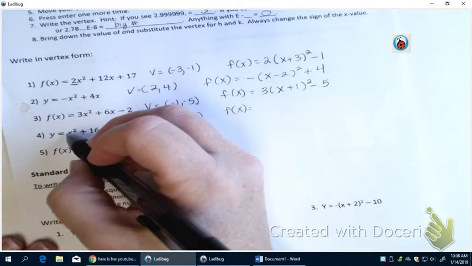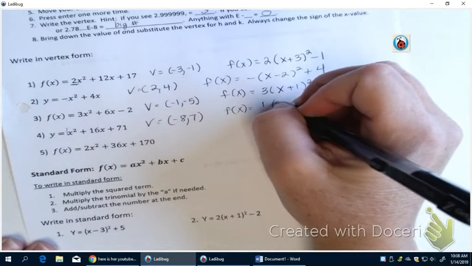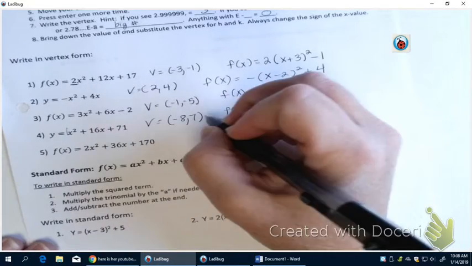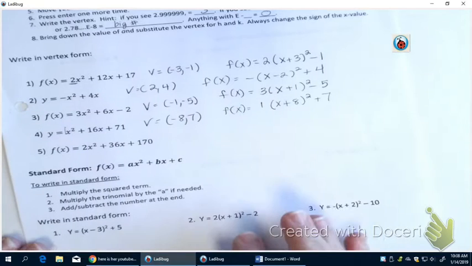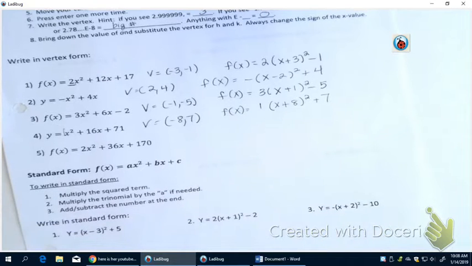Alright, the number at the beginning, that's understood to be a 1, so you can put a 1 here or don't put anything. Change your sign, and then 7 at the end. Alright, last problem on the vertex form.